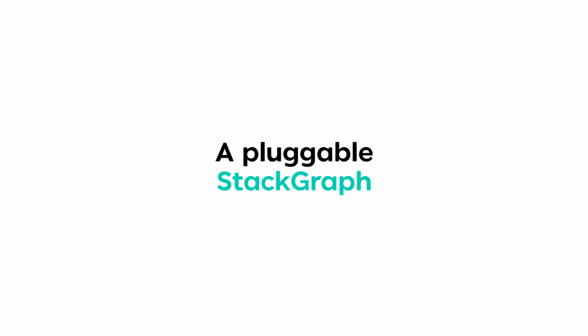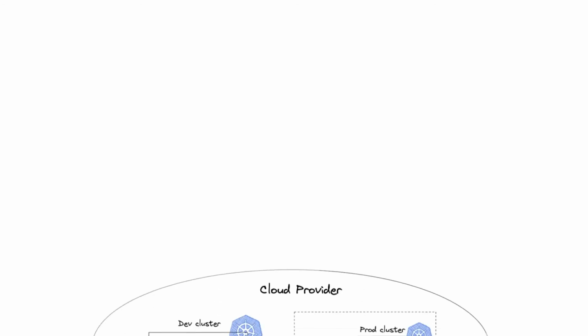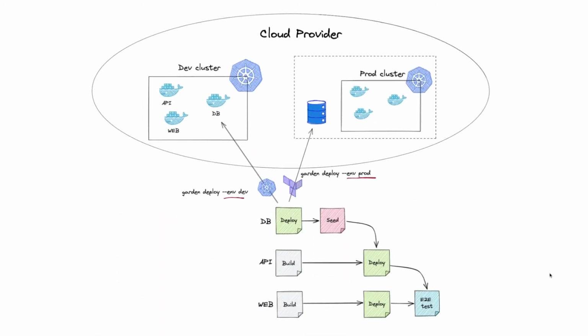Now, I said that one of the core ideas behind Garden is that any part of a software system can be described in terms of how it's built, deployed, tested, and its tasks. The other core idea is that it should be pluggable. Let's take a look at the database service. We have a box for deploying it, but what does that actually mean? Well, with Garden, you can decide.